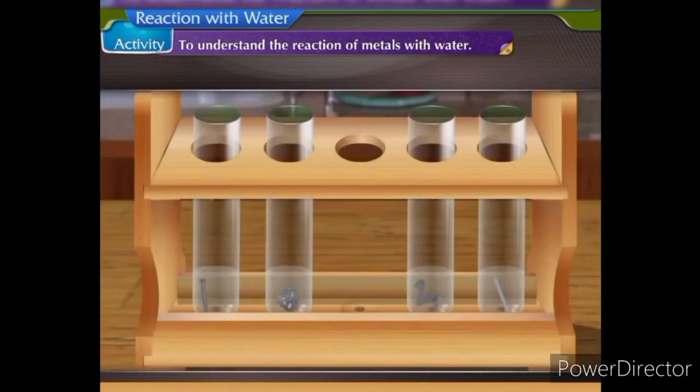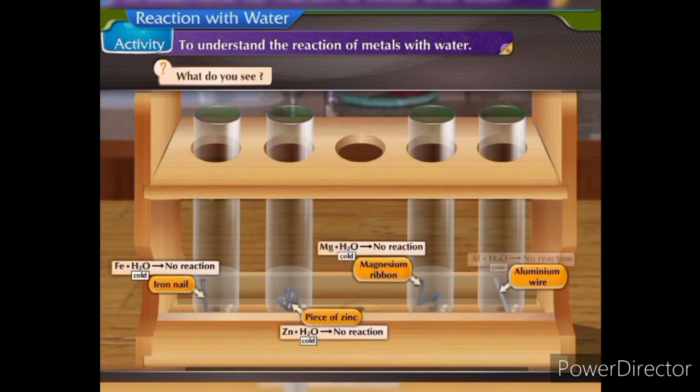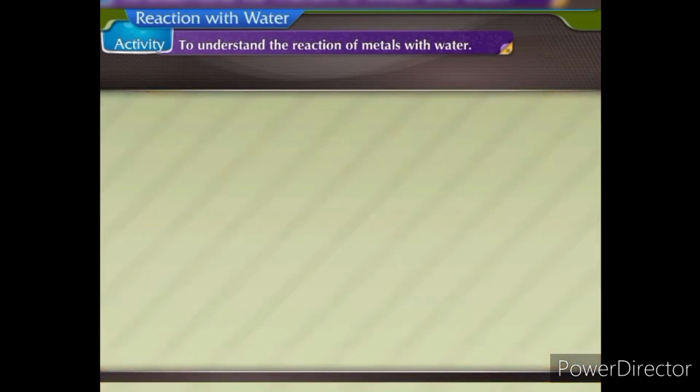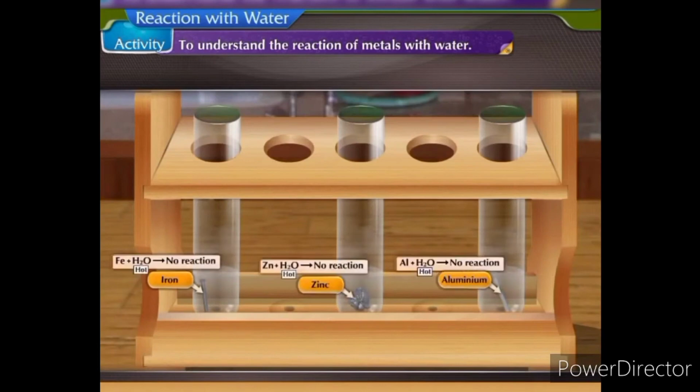Now let us check what happens when an iron nail, a magnesium ribbon, an aluminium wire, and a piece of zinc metal is put in cold water. What do you see? Iron, zinc, magnesium, and aluminium do not react with cold water. Now let us see whether these metals, that is iron, magnesium, aluminium, and zinc, react with hot water. Iron, aluminium, and zinc do not react with hot water.